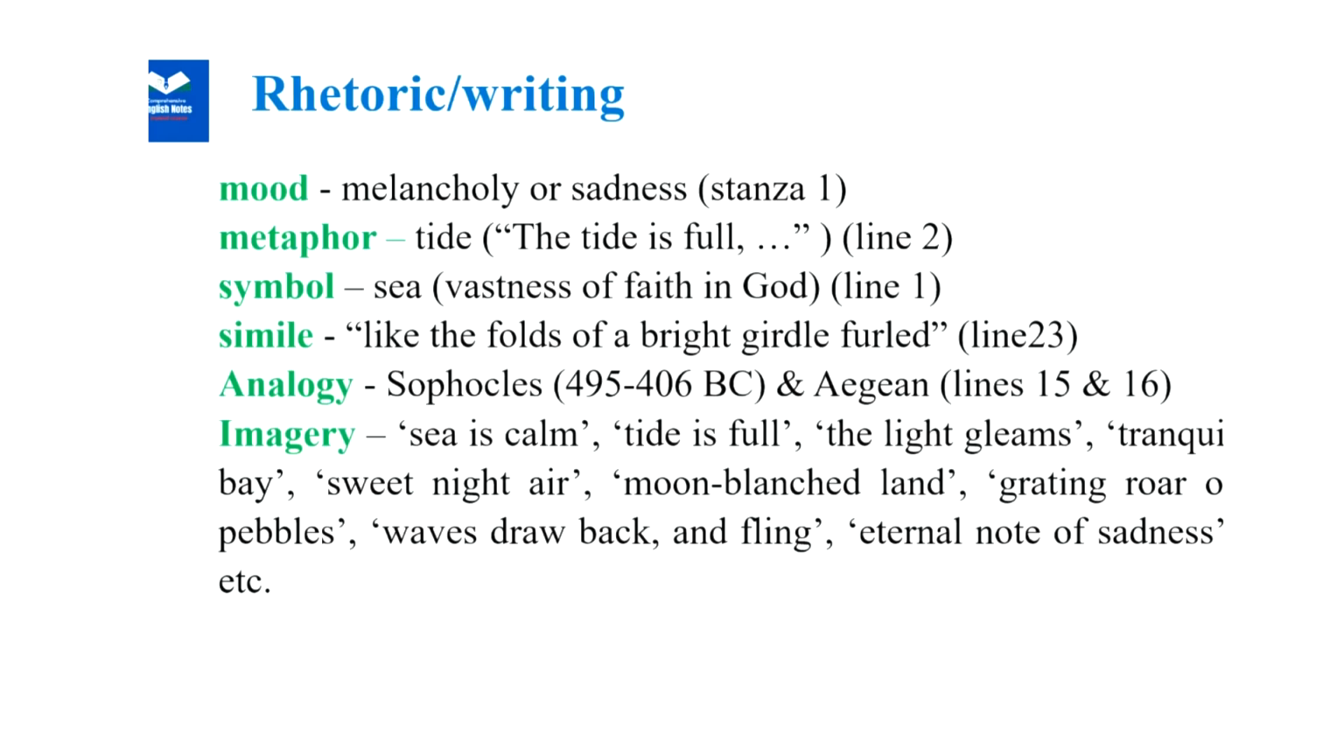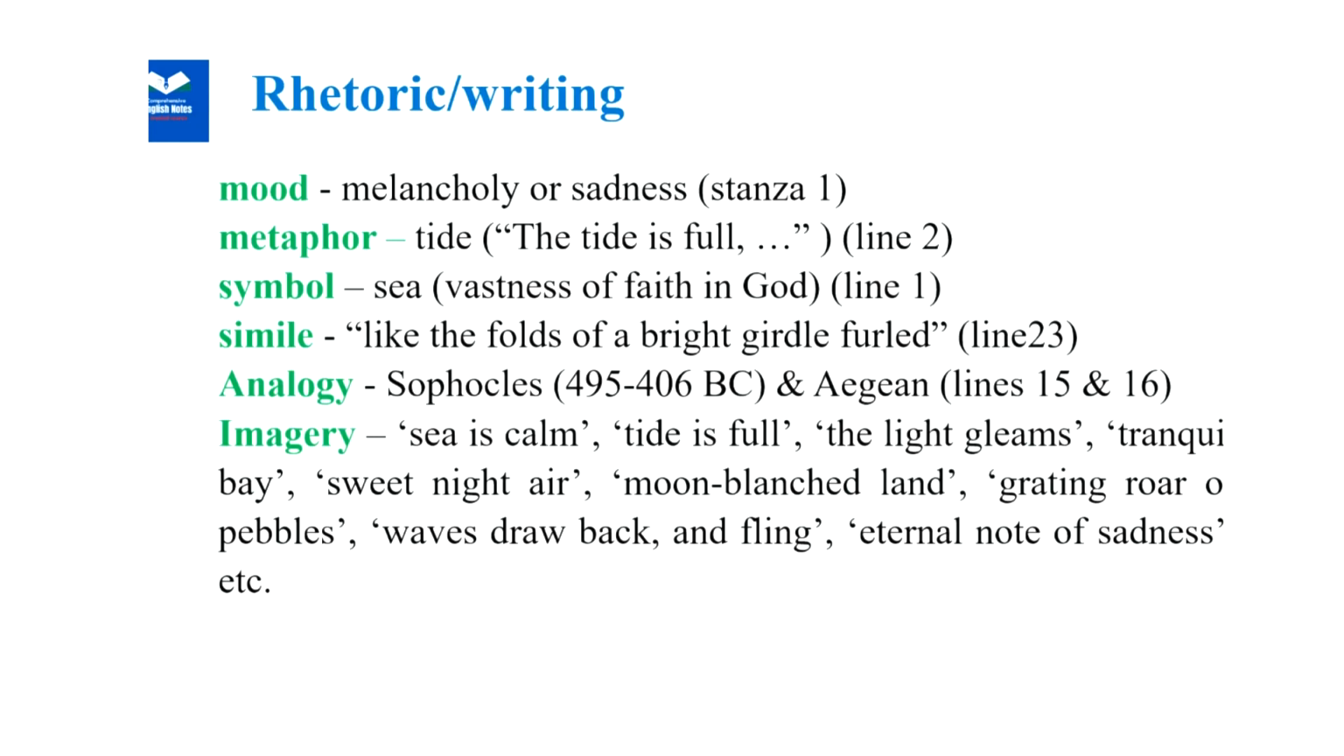And then, if we talk about metaphor used in this poem, that is tide, the tide is full. And similarly, we can also find a symbol in this poem, that is the sea itself, the vastness of faith in God, in line 1. Similarly, we can also find an example of simile in the poem. The example is like the folds of a bright girdle furled. That is in line number 23 of the poem.